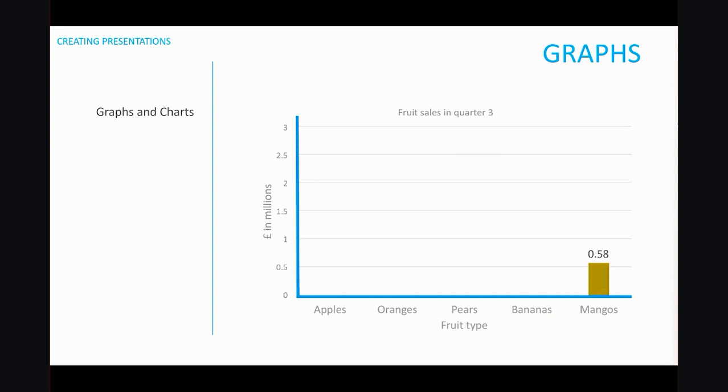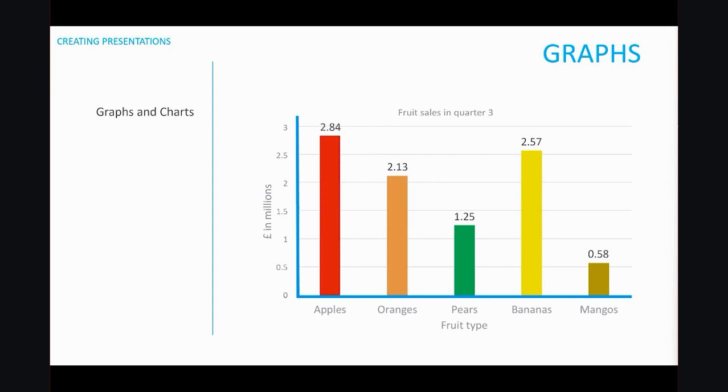Mangoes are selling well for this time of year with 0.58 million in the last quarter. Pears are at their best with 1.25 million. Oranges are slightly down on this time last quarter with just over 2 million, but still doing well. Bananas staying steady on just over 2.5. And as usual, apples outselling all with 2.84 million.